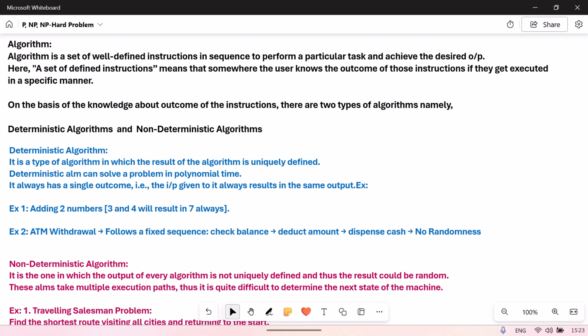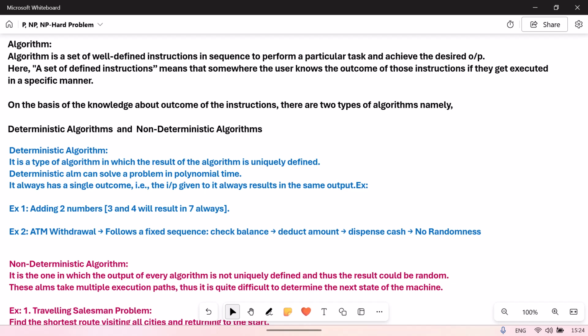Hello students, in this video I will be talking about a topic called P, NP and NP-complete problems with relevant examples. This comes under the subject Analysis and Design of Algorithms, and the subject code is PCS 401. This is the second topic of the fifth module for this particular subject.